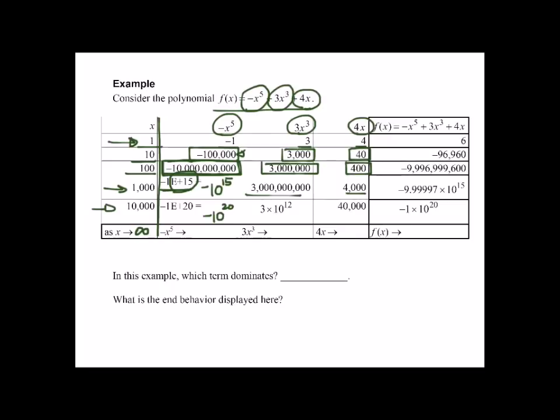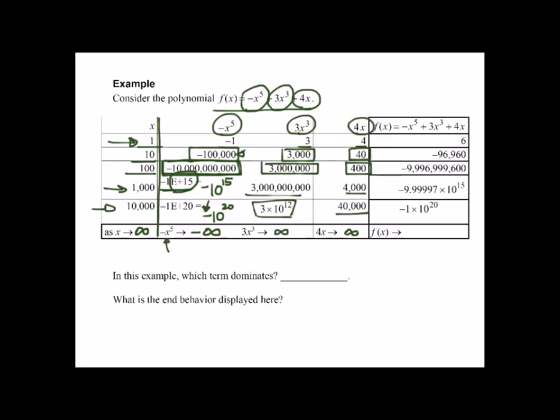the x to the 5th monomial, and 3 times 10 to the 12th on the x cubed monomial, and 40,000 on the linear term 4x. So notice the pattern here. As x goes to infinity, the 5th degree monomial eventually reaches -infinity because there is a negative sign here. On the other hand, 3x cubed would go to positive infinity, and 4x would go to positive infinity as well, but in a very, very slow way. It's much slower than the rate at which the 5th degree monomial is going to -infinity.